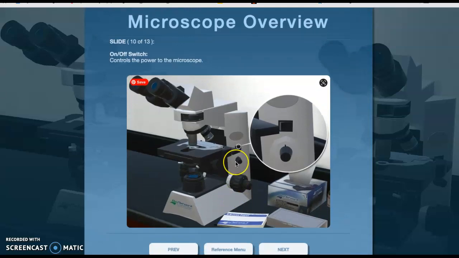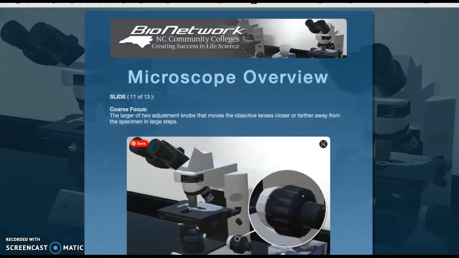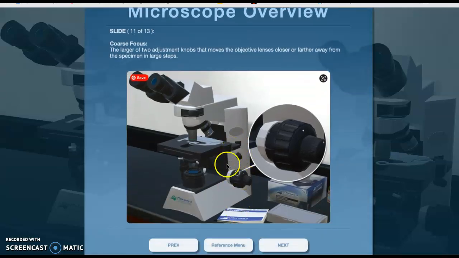On the arm are 2 knobs. And they're located right here and right here. This image points out a power switch. Sometimes the power's on the base. And the 2 knobs that are on the microscope's arm are the coarse focus and the fine focus.